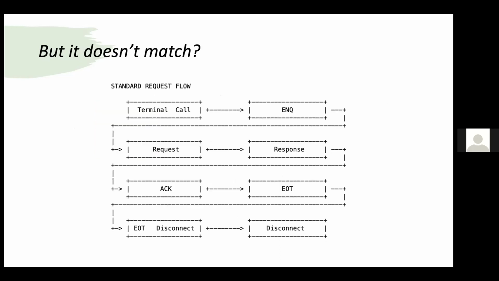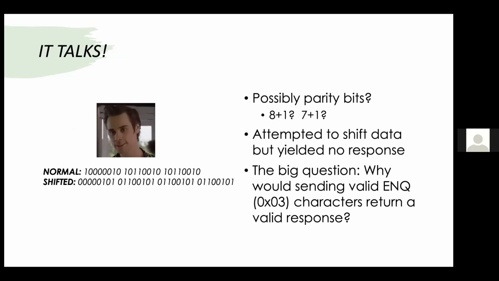So first things first, we're looking for an ENQ, which is actually an ASCII character. The terminal calls us: ENQ, request, response. We weren't seeing that. So we started trying to figure out the parity bits. Is it 7 plus 1 or 8 plus 1? How does this work? What is a parity bit? And why would ENQs send a valid response, but we weren't getting back the correct response from ourselves?